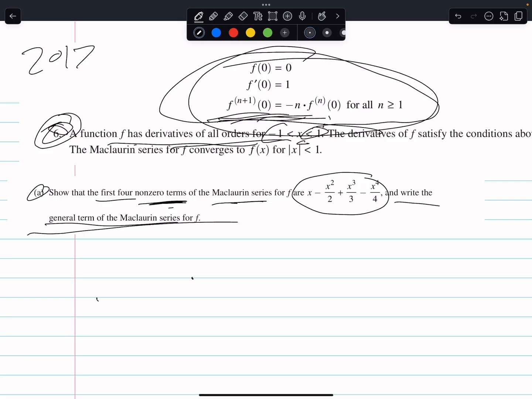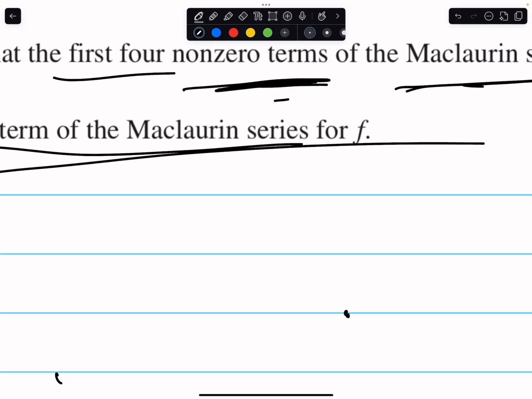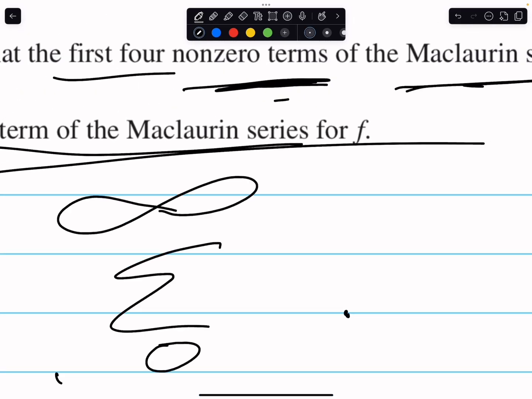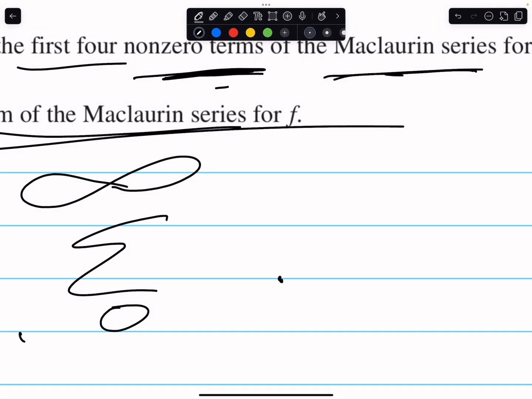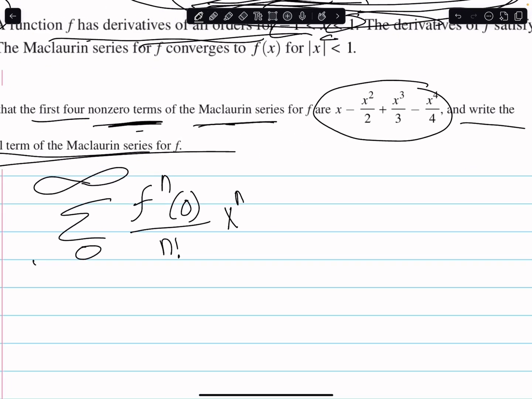So we can basically assume that there are derivatives of f at 0 all the way up to infinity following this equation. And we can use that along with the Maclaurin series formula, which is just a Taylor series centered around 0, so we have a summation from 0 to infinity of the nth derivative of f at 0 over n factorial times x to the n. And we can use that to find the first four non-zero terms.